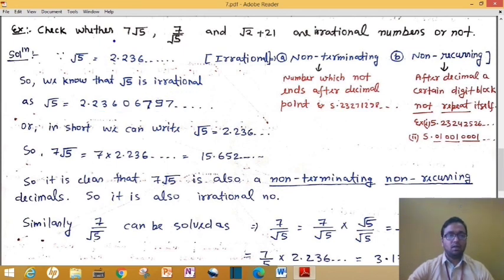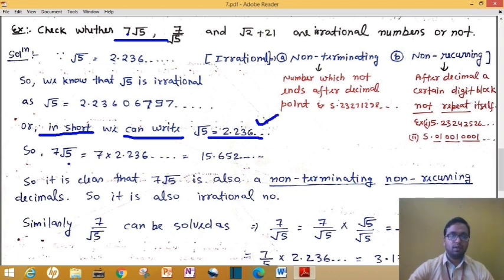So the question is whether 7 root 5 is also irrational. In short we can write root 5 only up to 3 decimal places, 2.236. Now 7 root 5 means what? 7 into root 5, and root 5 is 2.236 and so on.